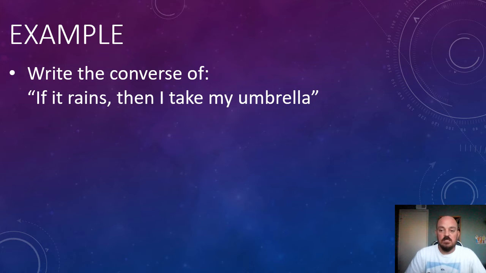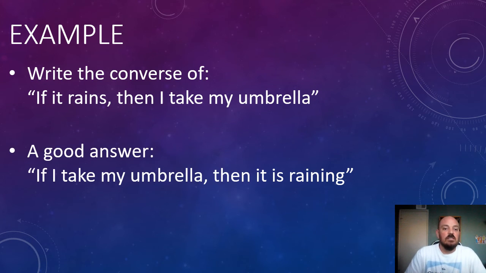So let's take our sentence that we just wrote in the last example. This was our answer. If it rains, then I will take my umbrella. Now the converse is if you take the if part and the then part and you switch them. So what I get is, if I take my umbrella, then it's raining. Now that might be true, but it's not always true. It's not automatically true. And remember when we talked about counterexample yesterday? We said if there's even one example of this thing not being true, then it's not a true statement anymore.